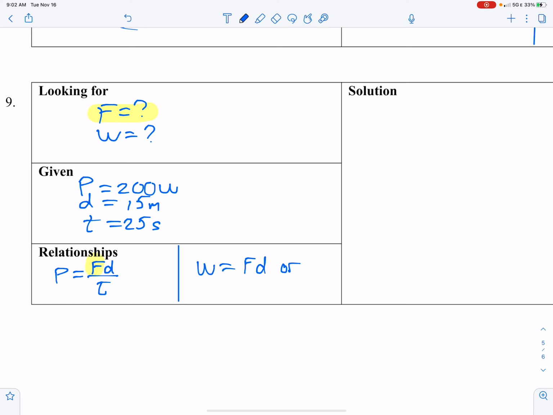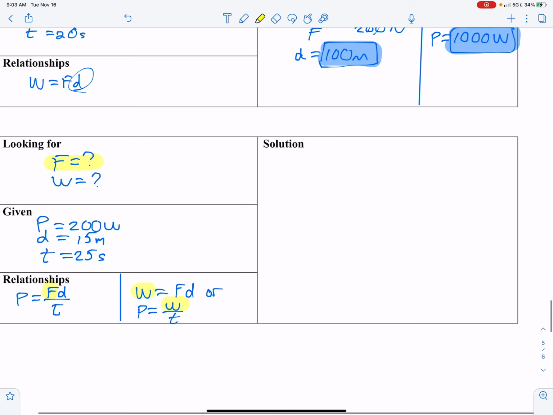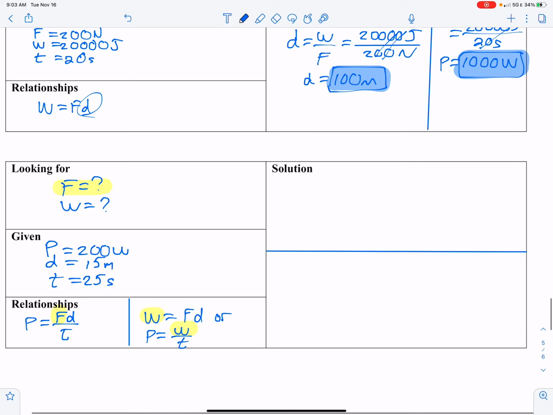Or power is equal to work over time. So I could use that equation to solve for work, meaning you have choices. I hope you guys understand that, which means alternative solutions are valid. Okay, so let's go and split the solutions box in two, if you would, please. And for the first part, I want to try and find, let me see. So based on this, I'm going to kind of work backwards.